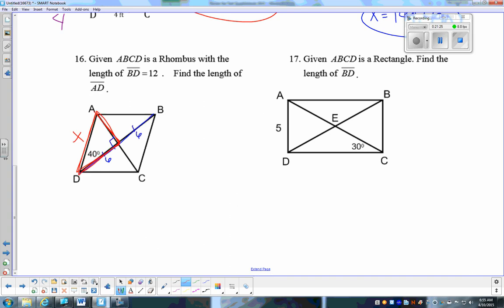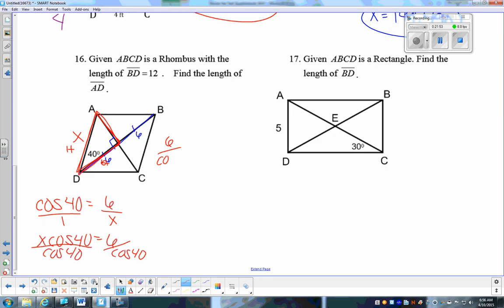I'm looking for AD. Well, I want to use trig. I'm looking for a side. My 6 is my adjacent. My x is my hypotenuse. So I know that the cosine of 40 is 6 over x. Cross multiply, set it up as a proportion. X cosine 40 equals 6. Divide by the cosine of 40. So x is 6 over cosine 40. So x equals 7.832.